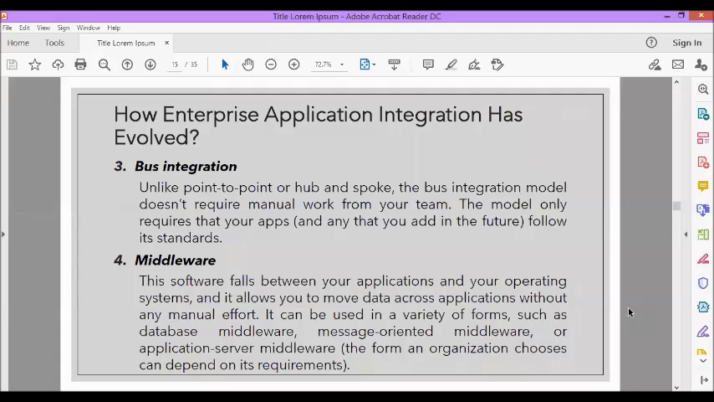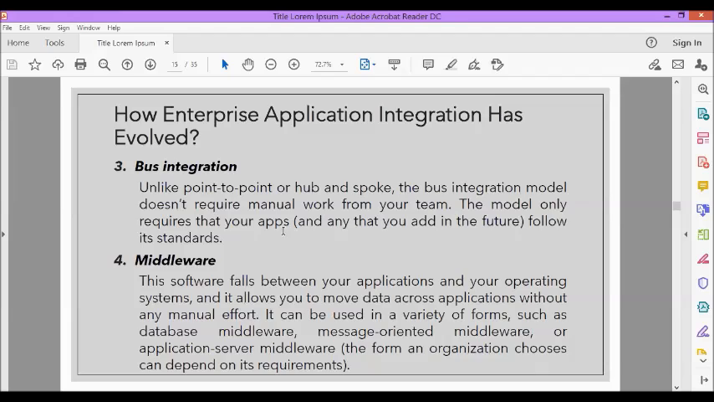The third one is the bus integration. Unlike point-to-point or hub and spoke, the bus integration model doesn't require manual work from your team. The model only requires that your apps follow its standards. So the bus integration represents an evolution of the hub and spoke model that runs without human interference. Bus integration uses a defined set of standards to govern the flow of data between applications, enabling any application to transmit or receive data according to the applied business rules and policies.